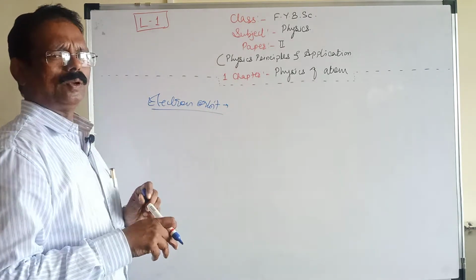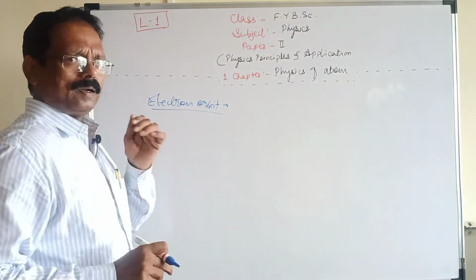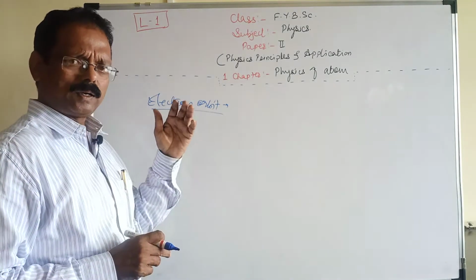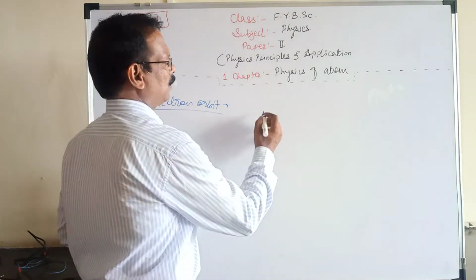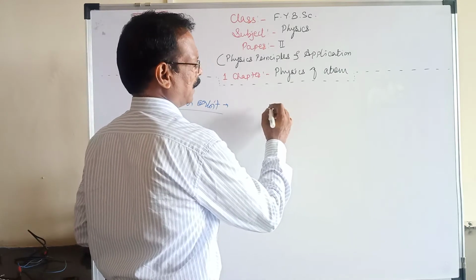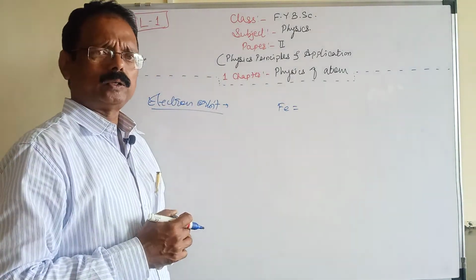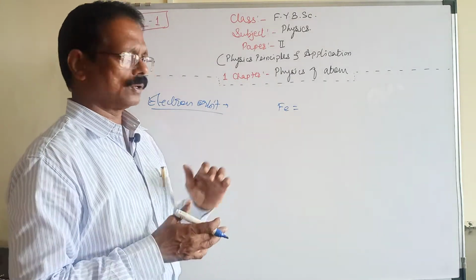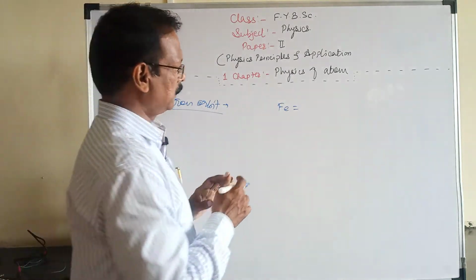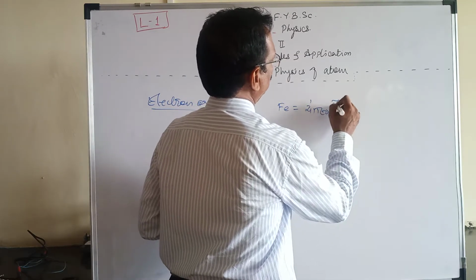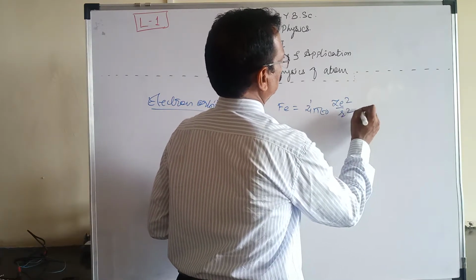Now we know electrons revolve around the nucleus in a circular orbit. There is an electrostatic force of attraction between the positively charged nucleus and the negatively charged electrons. It is given by 1/4πε0 times Ze²/r². So, it is equation number 1.